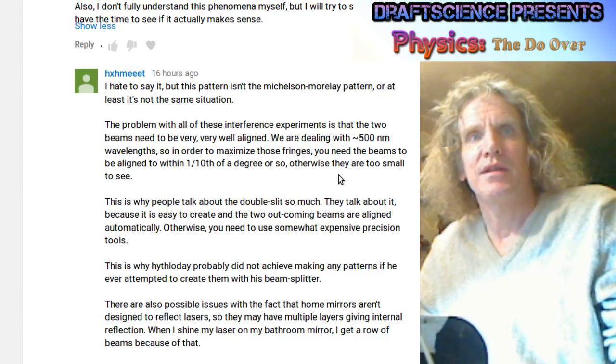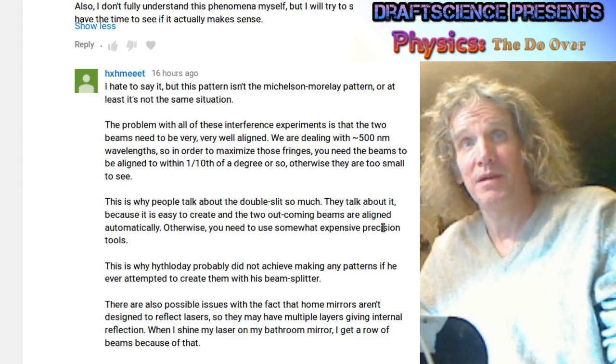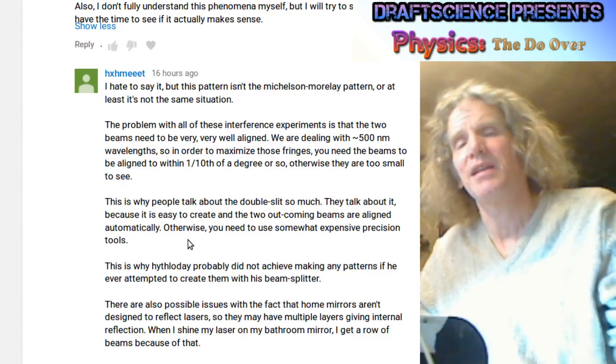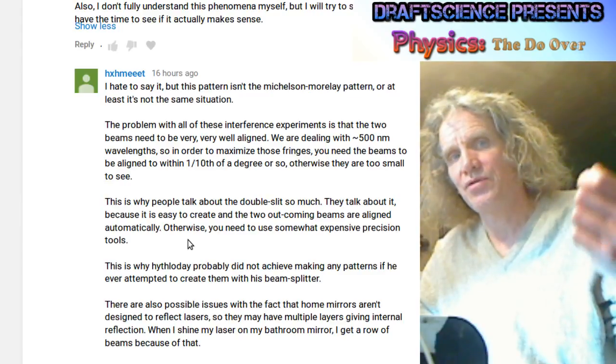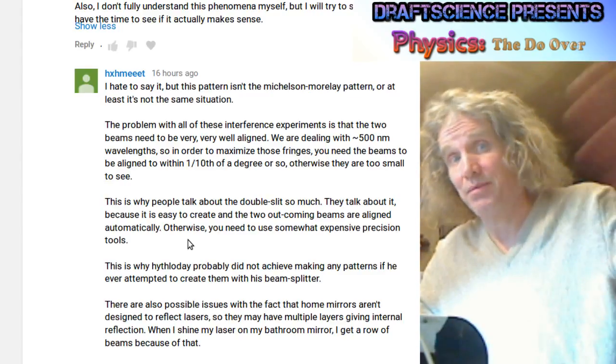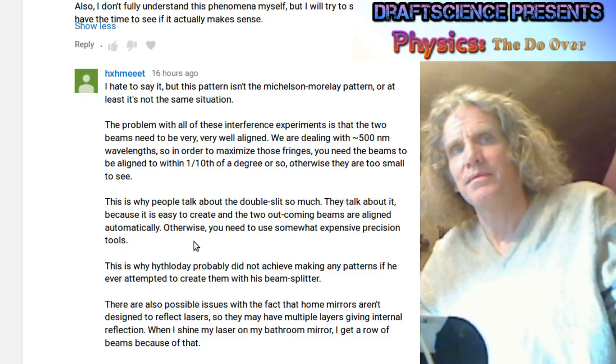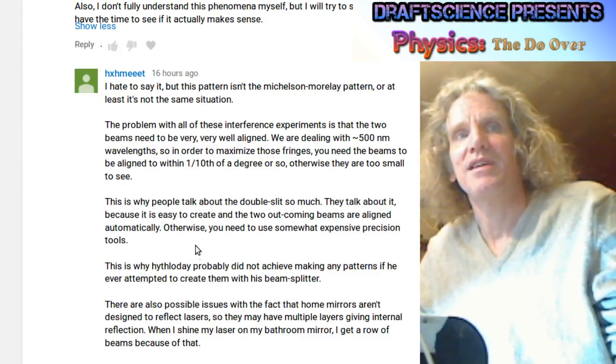Let's see, 1/10 of a degree or so, otherwise they're too small to see. This is why people talk about double slit so much. They talk about it because it's easy to create and the two outcoming beams are aligned automatically. Otherwise you need somewhat expensive precision tools. So again, I don't think that's true. None of the interferometers I've even seen are that precise. You always have to align them by eye. So I don't buy the argument really.